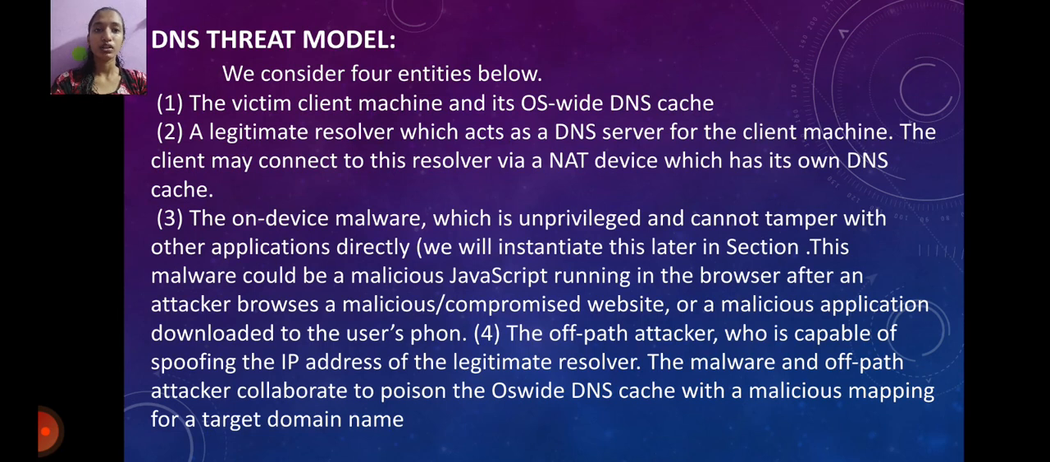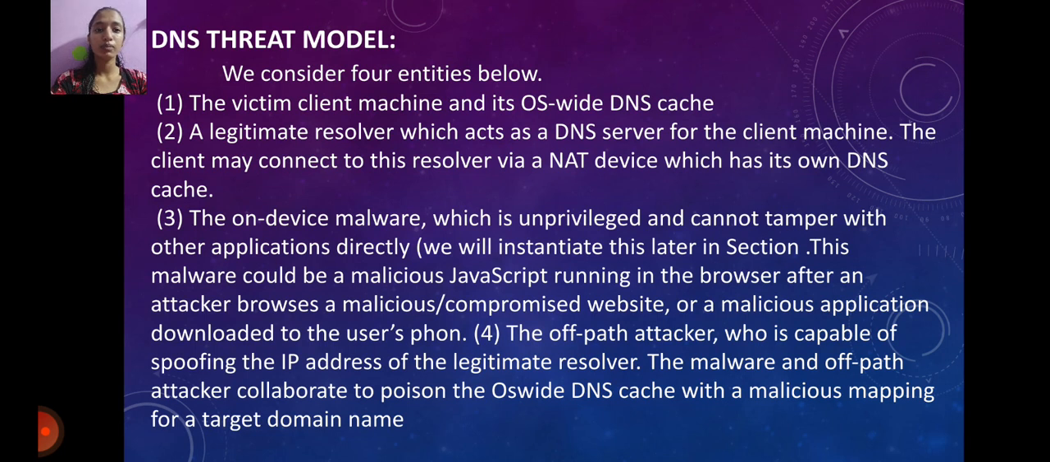DNS threat model. We consider four entities. Below: the victim client machine and its OS-wide DNS cache. Second, a limited resolver which acts as the DNS server for the client machines. The client may connect to these resolvers via a NAT device which has its own DNS cache. Third, the OS devices malware, which is unprivileged and cannot tamper with the other applications directly. We will justify this later in sections.